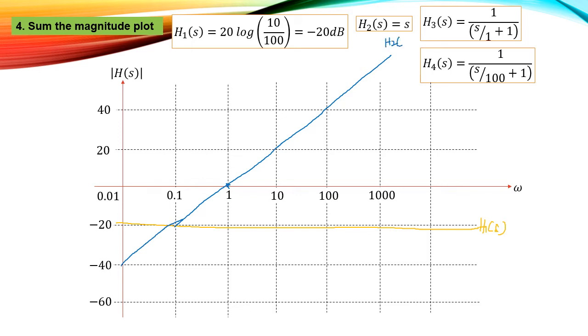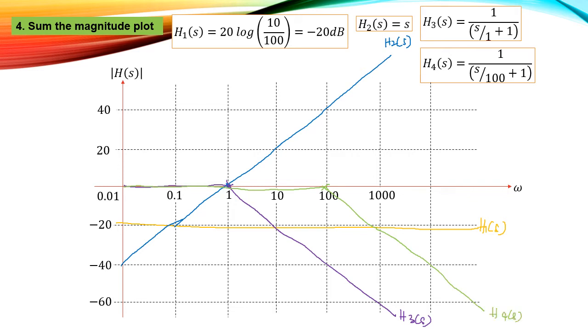So this is H2s, and then H3 you have the pulse at 1, meaning that it can mark at 1. So pulse 0 until 1, and then you have pulse negative 20 dB slope. So this is H3. And then H4 you have pulse at 100, so mark 100. So it's 0 until 100, and then negative 20 dB slope down there. Okay, so this is H4.